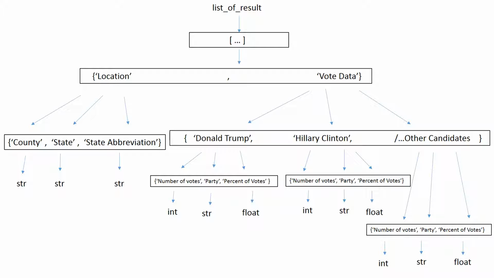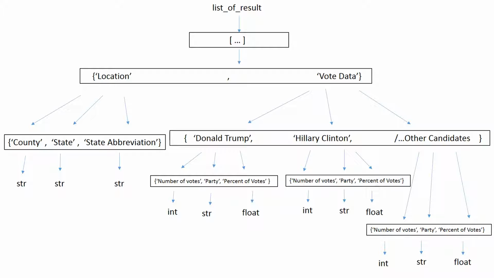List of result is a list of dictionaries that contain information from each primary. Each primary result includes two dictionaries, location and vote data. Dictionary location includes string county, string state, and string state abbreviation. Dictionary vote data includes dictionaries for each of the primary candidates, including the Republican nominee Donald Trump and Democrat nominee Hillary Clinton. Each candidate dictionary includes the integer number of votes, string party, and float percent of votes.